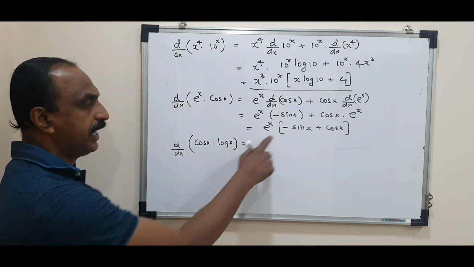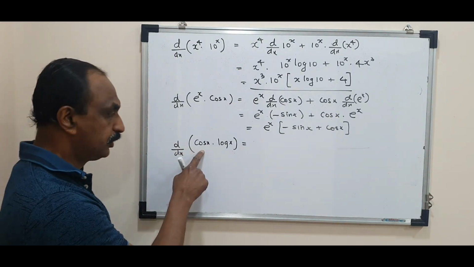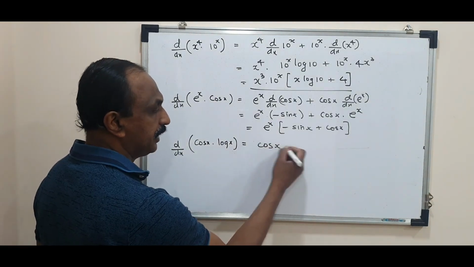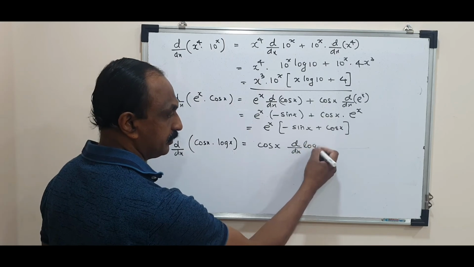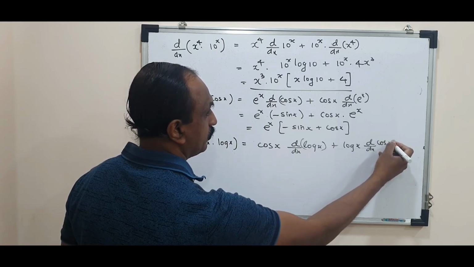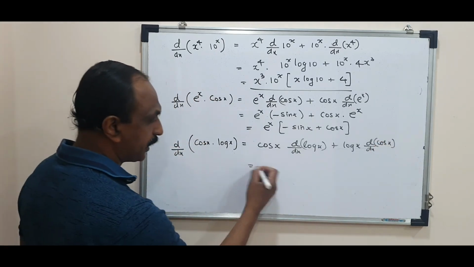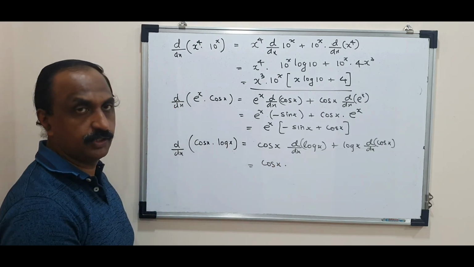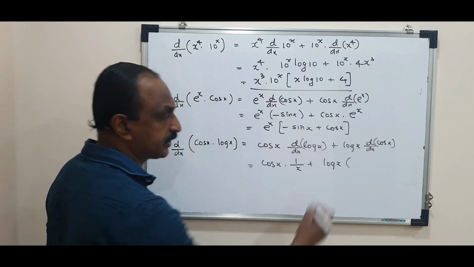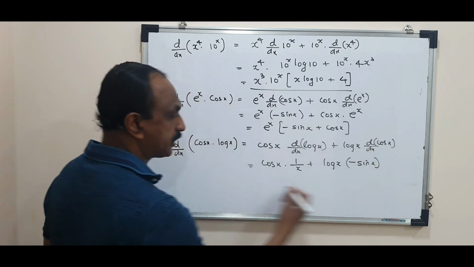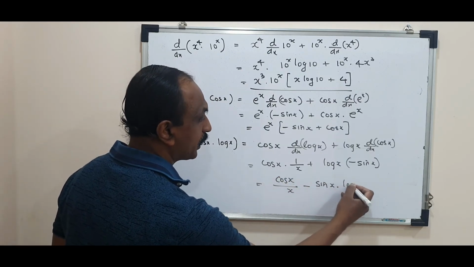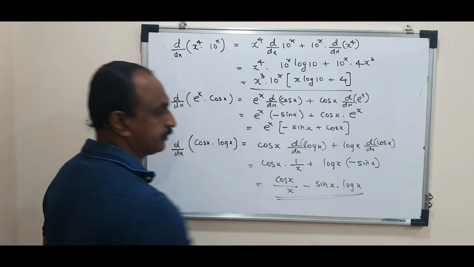Then again, pause the video for 2 minutes, do the answer for this and check the answer. Cos x into d by dx of log x, plus log x into d by dx of cos x. So your answer became cos x into the derivative of log x, 1 by x, plus log x into the derivative of cos x, minus sin x. So your answer became cos x upon x minus sin x into log x. That would be the answer.